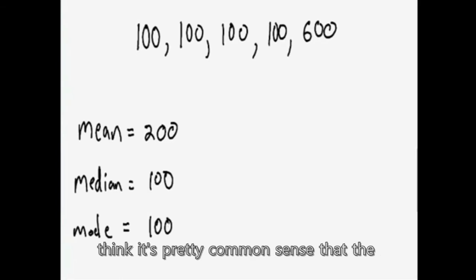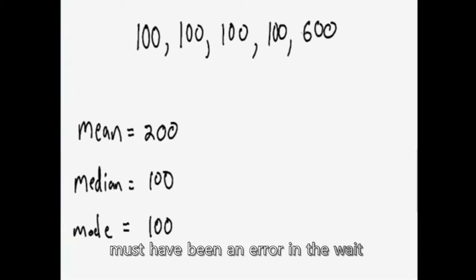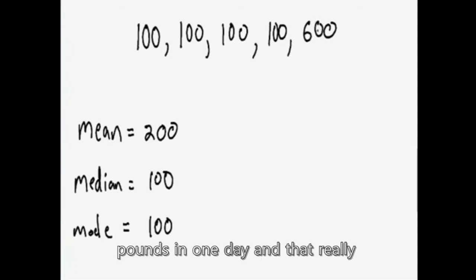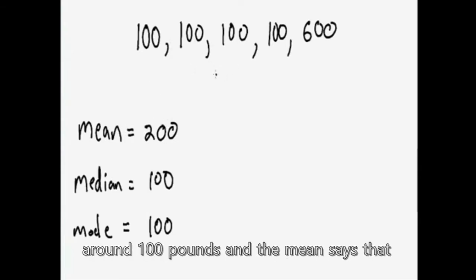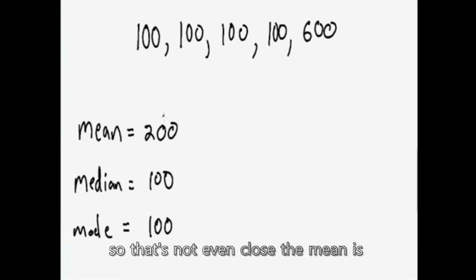And I think it's pretty common sense that the median and the mode are much more accurate measures of central tendency than the mean. That is because this number 600 is obviously inaccurate. There must have been an error in the weight scale, or there must have been some sort of error. There's no way you can gain 500 pounds in one day, and that really affected our mean. Obviously your weight is around 100 pounds, and the mean says that your average is 200 pounds. So that's not even close.